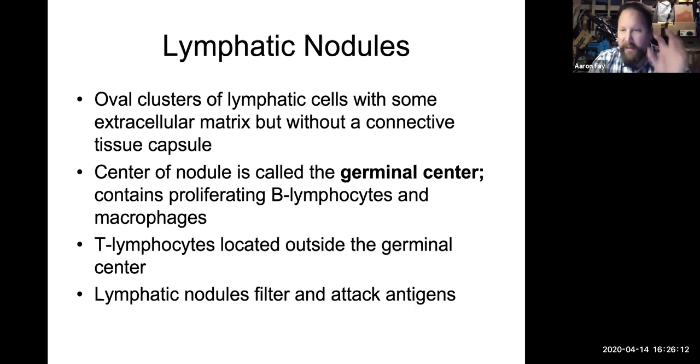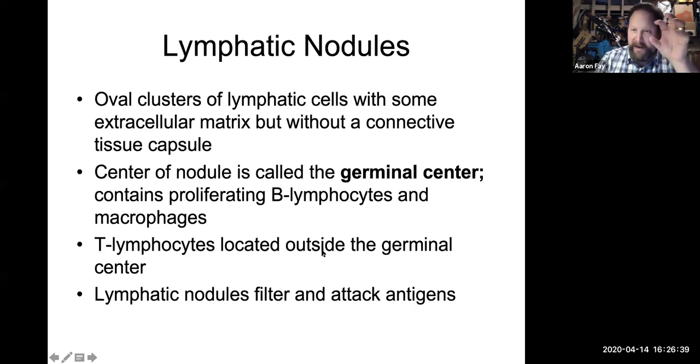So these collections of lymphatic cells are called germinal centers, and in the middle of the germinal centers, you're going to have B cells and macrophages. So these are the cells that once they become activated, they make antibodies. Macrophages are the big eaters. So those two cell types are at the center of a germinal center. And around that, you're going to have like a candy coating layer of T cells.